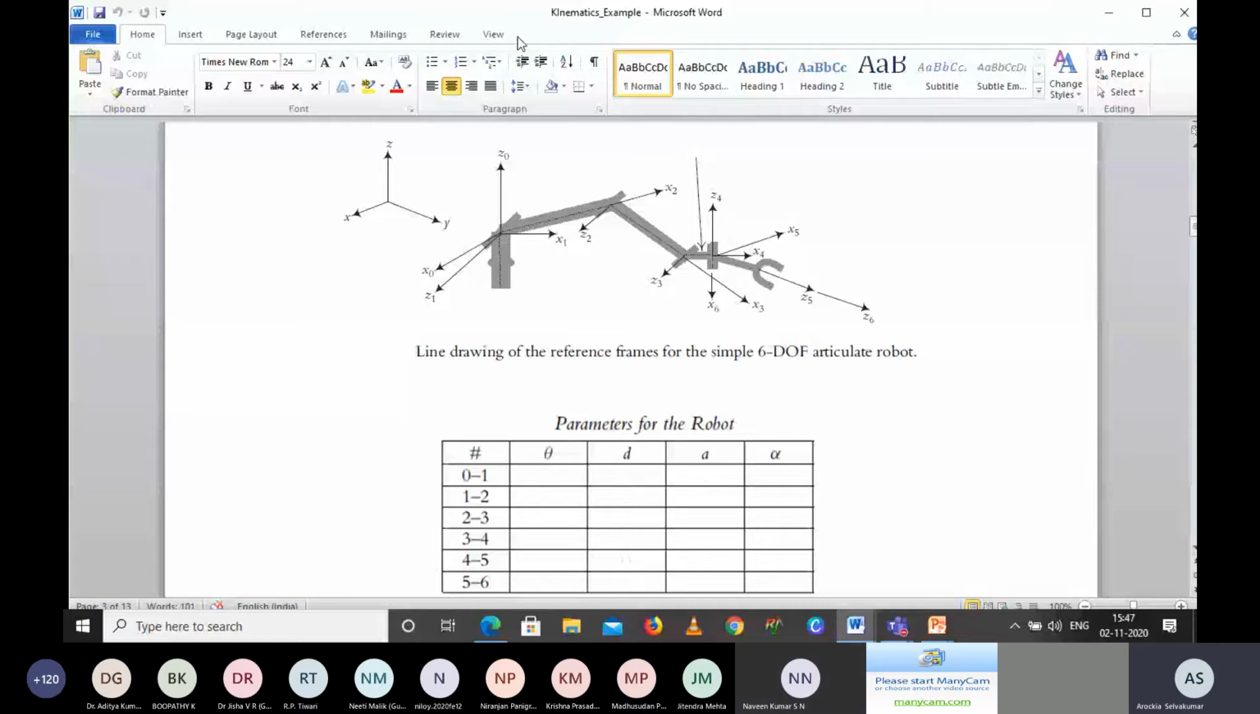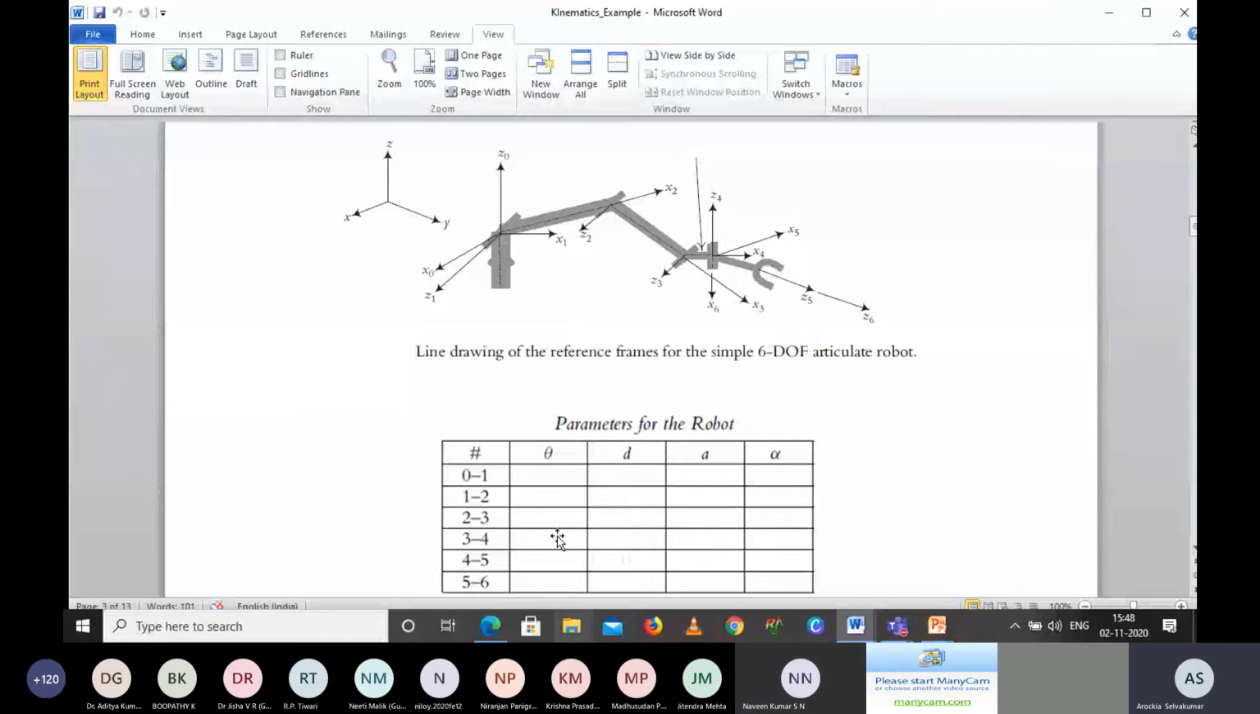So you can write it. The first one, 0 to 1, the theta parameter will be theta 1. Whether the first joint 0 to 1, will it have any d distance, sir? That is a distance along z axis? No, obviously it will be 0.